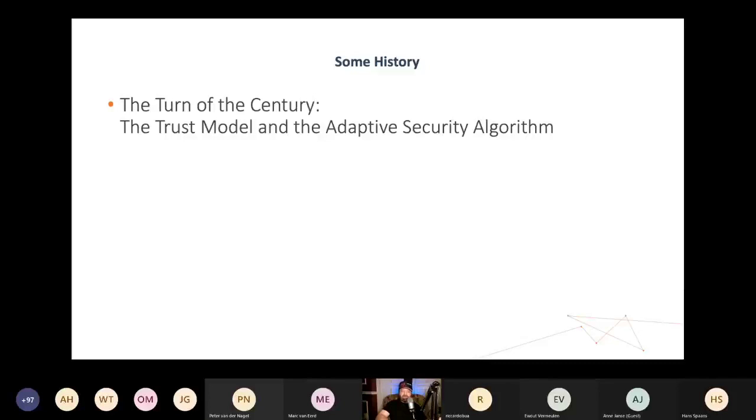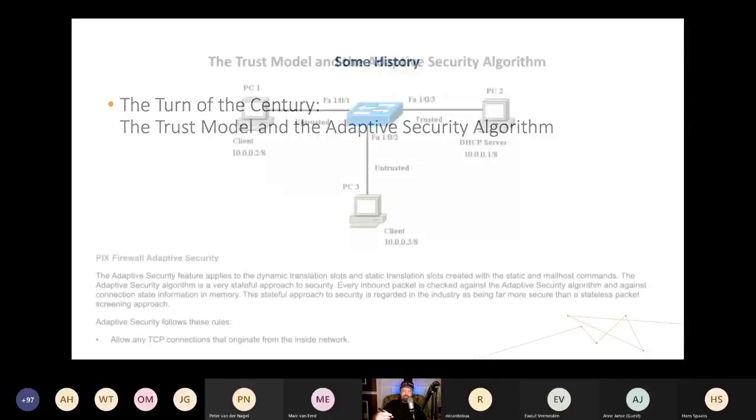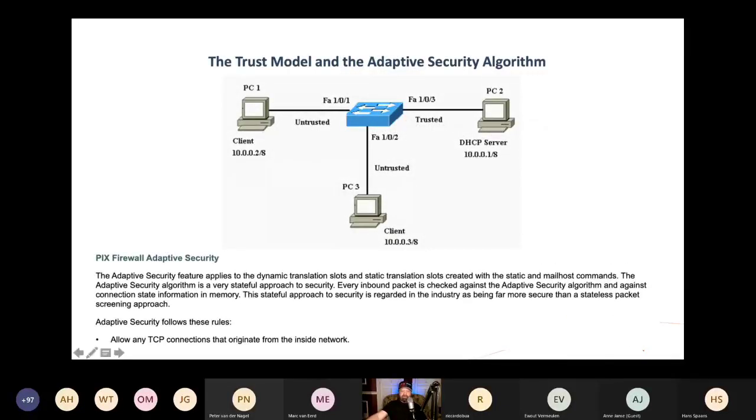So at the turn of the century, I was very frustrated by the trust model and the adaptive security algorithm because I was installing firewalls, right? So the original firewalls, if you remember them, had this thing called the adaptive security algorithm. If you've ever done a Cisco PIX firewall, you will know that they have a set of trusted interfaces and untrusted interfaces, right?